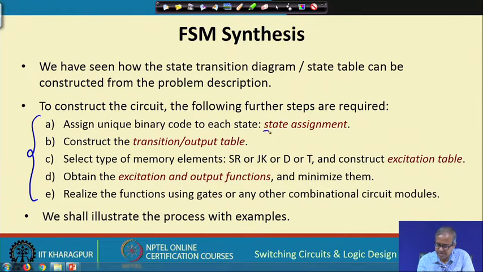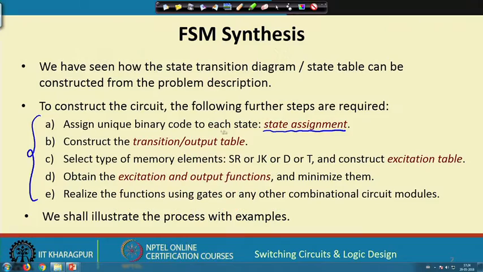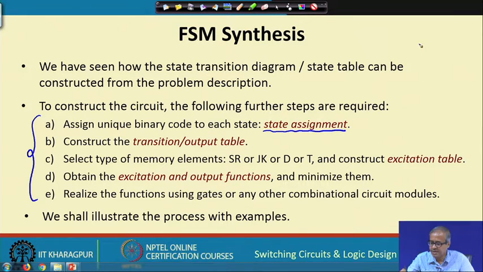The first step that we shall go through now is something called state assignment. State assignment means that you are assigning some unique binary code to the states. Now, the way you do state assignment can be different. For example, if you have three states, let us say A, B, C, then you can just assign the binary code 00, 01 or 10, let us say, or you can use something called one hot encoding, that means one of the bits in the state representation is 1, but of course, here you require three state variables.